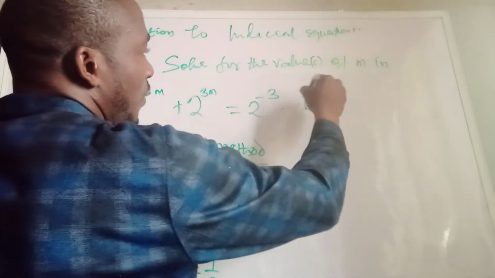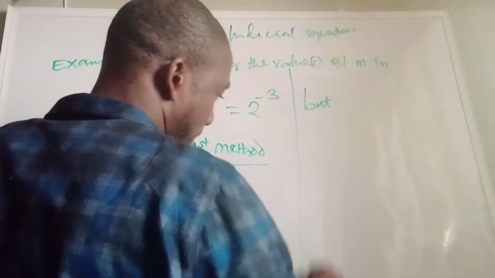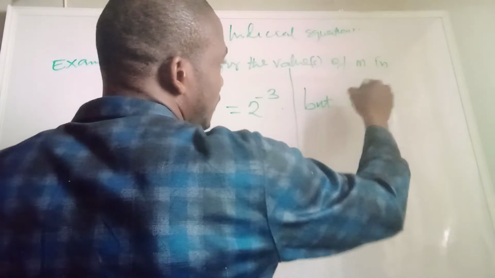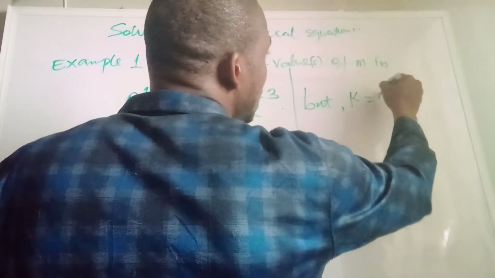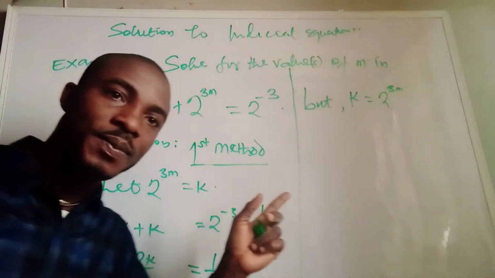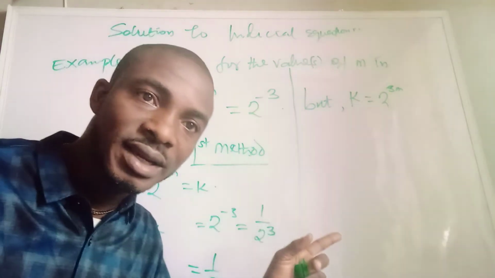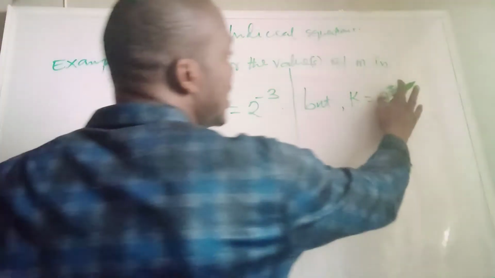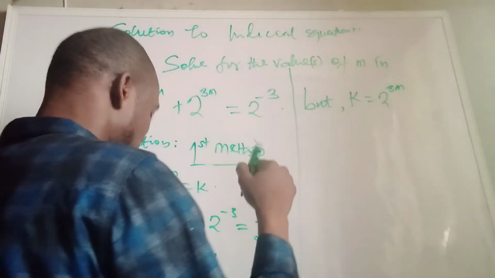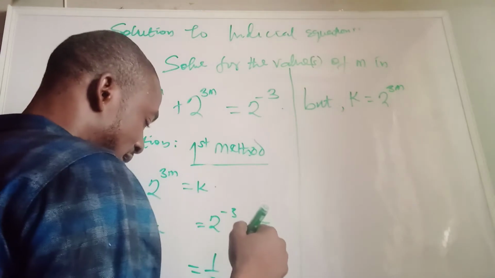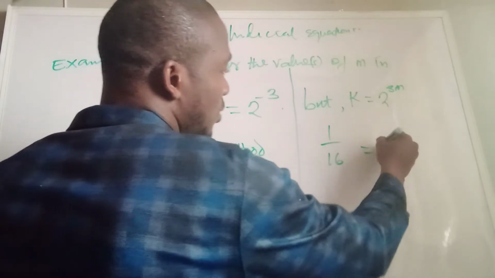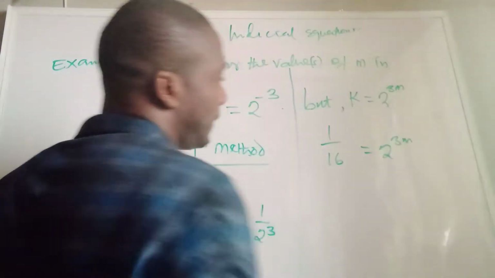But we go further. But k is equal to what? 2 raised to power 3m. So anywhere I see k, I will substitute 2 raised to power 3m there. Now, since k is equal to 2 raised to power 3m, and I have my k here to be 1 over 16, it means 1 over 16 is equal to 2 raised to power 3m.